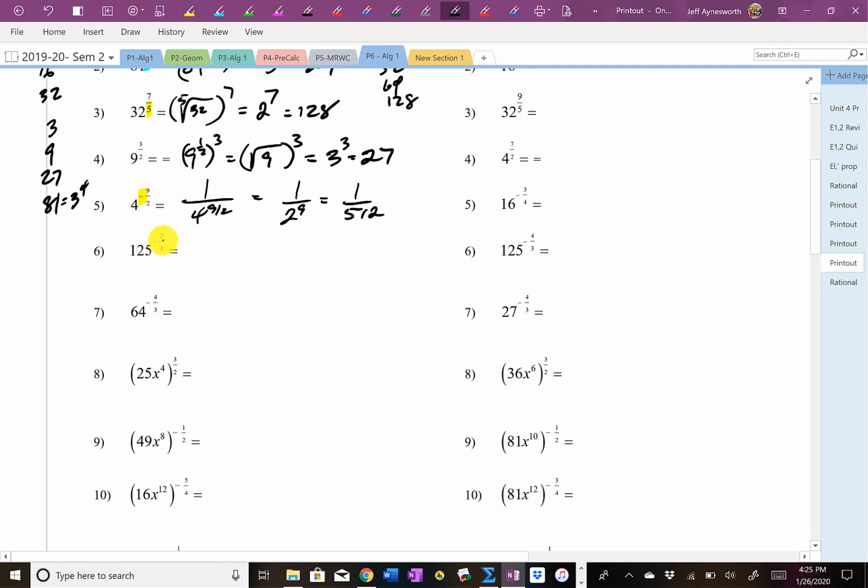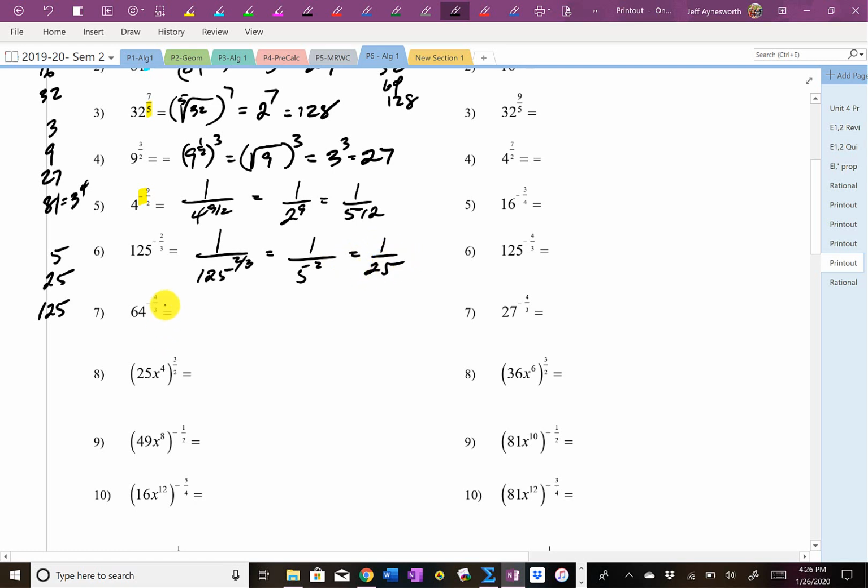Likewise down here, 125 to the negative 2/3 power. So you rewrite it as a fraction, so 1 divided by 125 to the 2/3. All right, I need to cube root the 125 first. And if I review the base 5, powers of 5, I go 5, 25, 125. So I know that 5 to the 3rd power is 125. So if I cube root the 125 first, I get 5, right? And then I have to square it, and I get 1/25.